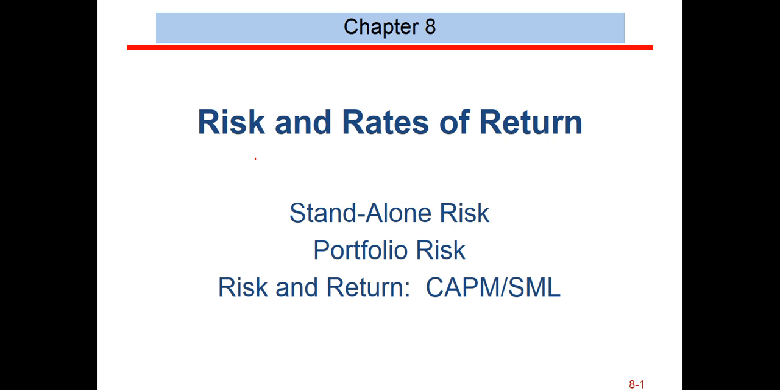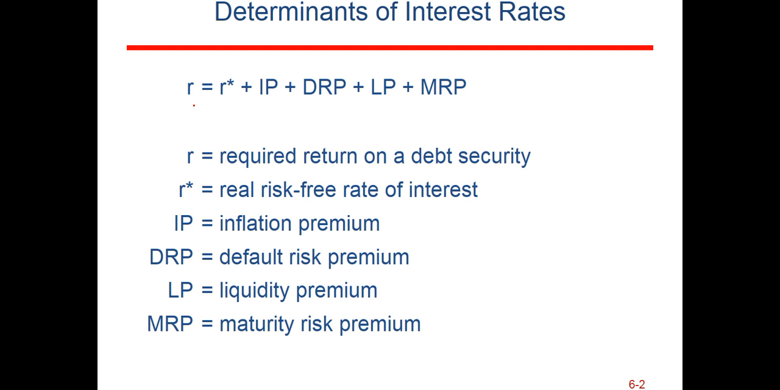for stocks, for equities. Remember, for bonds, the interest rate that I'm going to demand, sometimes called RD, or yield to maturity, is the real risk-free interest rate plus inflation premium plus default risk premium, liquidity premium, and maturity risk premium. This was the interest rate to calculate the bonds, yield to maturity.